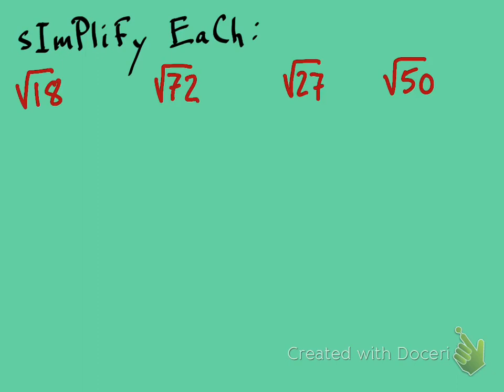Okay, the square root of 18, that's 9 times 2, right? Square root of 9 is 3, so that equals 3 root 2. Did you get that? Good. That's good. It's 3 root 2.